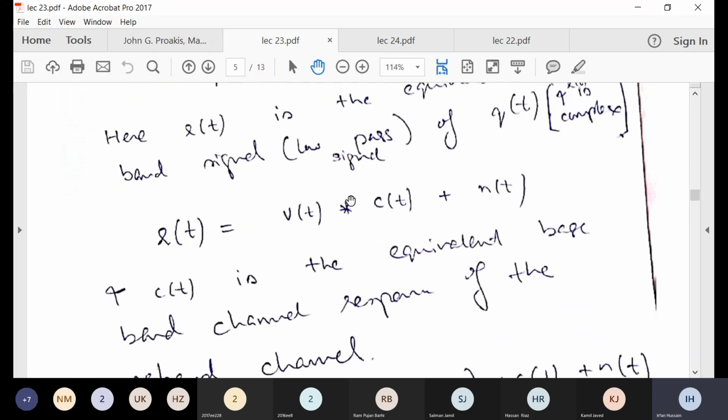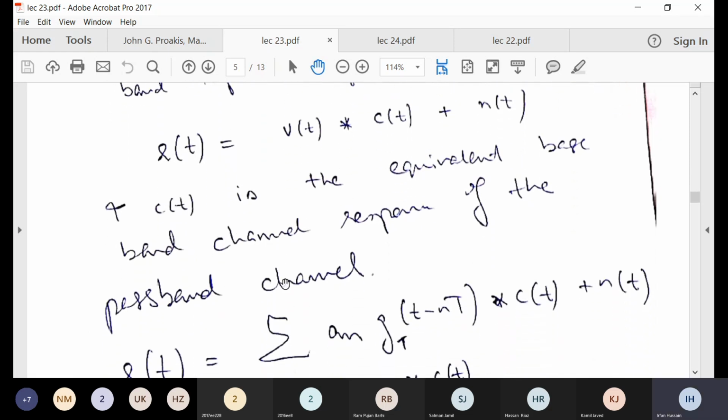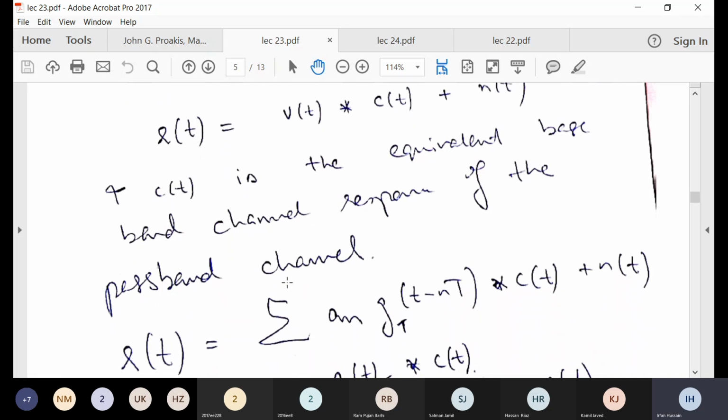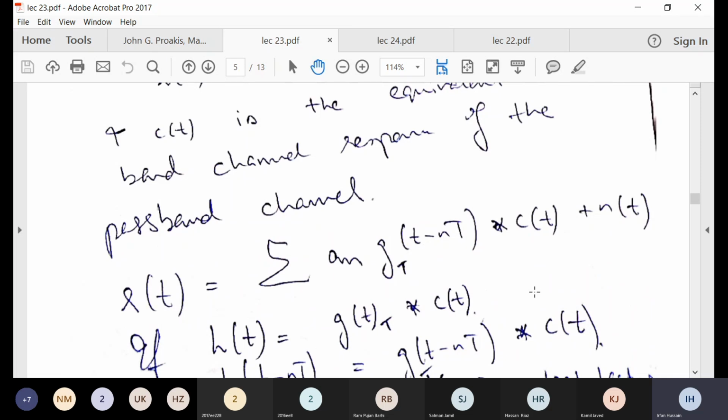So we know what is happening, that the equivalent baseband or low pass signal is actually convolved with the equivalent low pass representation of your channel plus the equivalent low pass noise, and this gives you the equivalent low pass output of your channel. It is the equivalent baseband channel response of the passband channel. So and I know V(t) was this thing where this a_n could be complex, it could be real, that's independent. It will be convolved with c(t). Again, c(t) could be anything. It could be complex, it could be real, and so on and so forth.